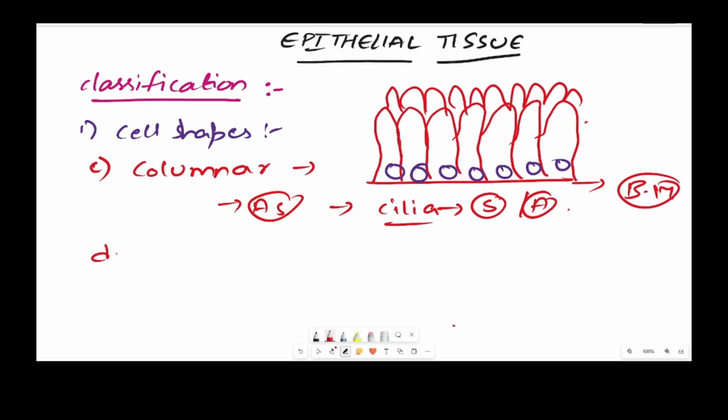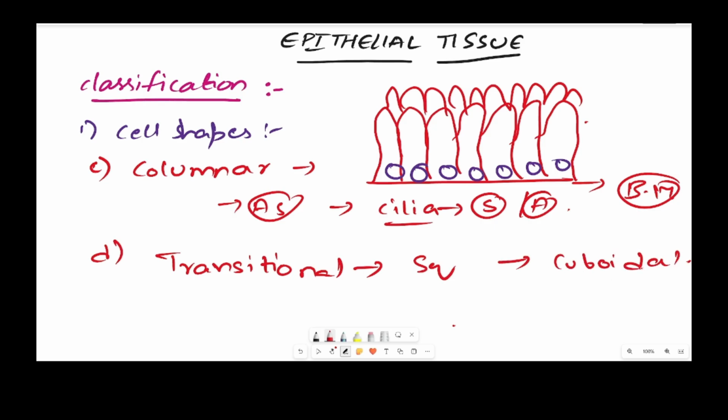Now coming to the last class under the cell shapes, which is called the transitional epithelium. Why do we call it transitional epithelium? This is an epithelium that changes its shape from squamous epithelium to cuboidal epithelium. So that's why we call it transitional epithelium.